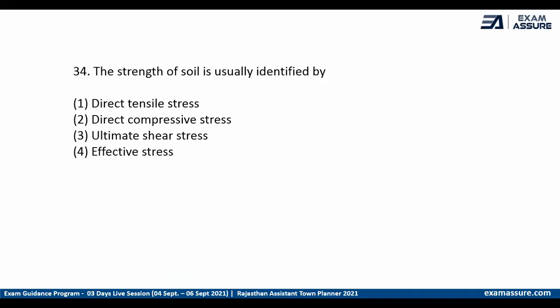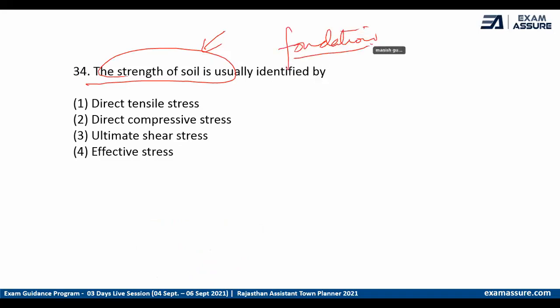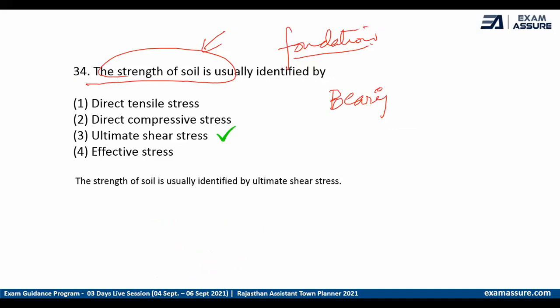The strength is usually determined where we use the strength of the soil. We use it in foundation engineering. So what we see is the bearing capacity of the soil, how much stress the soil can take before the soil will fail. So the answer is the ultimate shear stress. It is also called the bearing capacity of the soil.